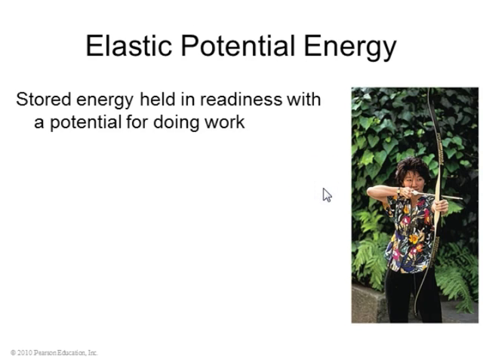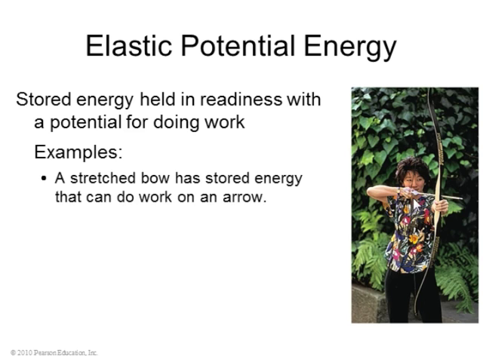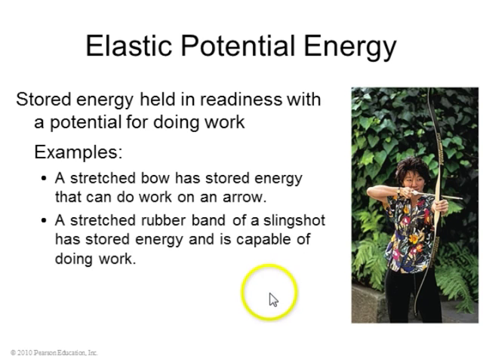So back to energy. Another form of energy is potential energy. Potential energy is stored energy that could do some work. So there's elastic potential energy, like a stretched bow has some stored energy in it, and it can do work on the arrow, causing it to speed up. A stretched rubber band in a slingshot also has elastic potential energy.